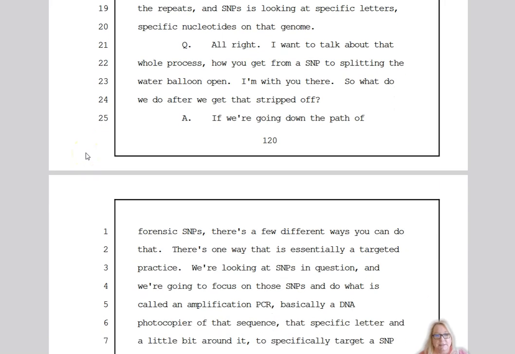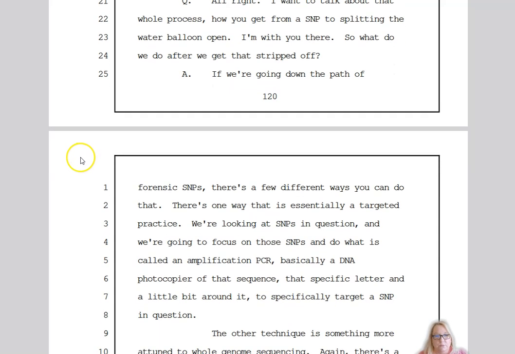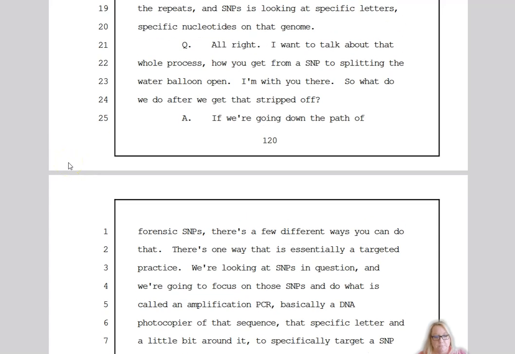So she says she wants to talk about the whole process, how you get down to an SNP from splitting the water balloon open. And that's what he originally described it as, how to get the DNA out of a cell. Okay. So she says, so what do we do after we get that stripped off? Okay. So they take the evidence item, they get the DNA off of it, they clean it up, and then we have to decide, are we going to CODIS, STR type testing? Are we going to FGG type testing, or both? What are we going to do with it?